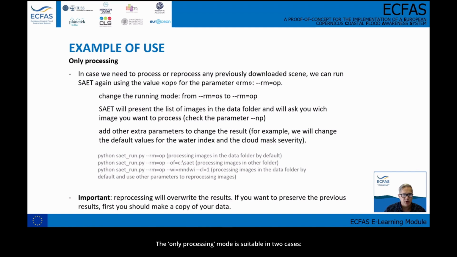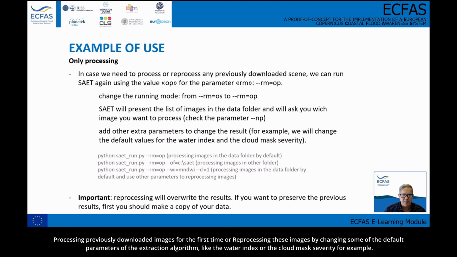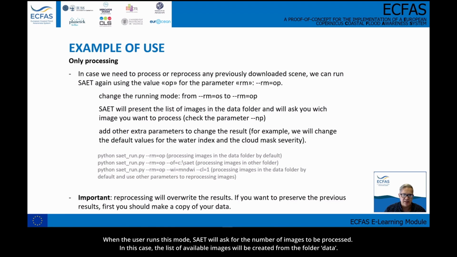The only processing mode is suitable in 2 cases: processing previously downloaded images for the first time, or reprocessing these images by changing some of the default parameters of the extraction algorithm, like the water index or the cloud max severity, for example. When the user runs this mode, SAET will ask for the number of images to be processed. In this case, the list of available images will be created from the folder data.